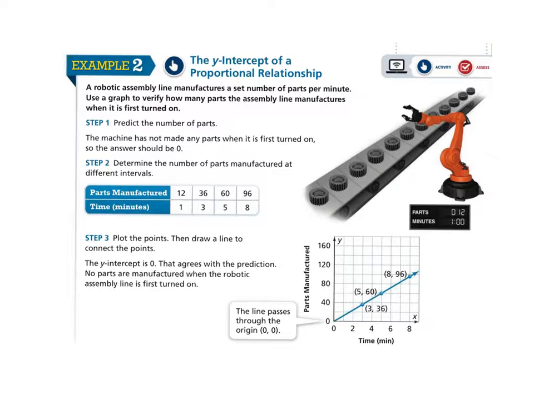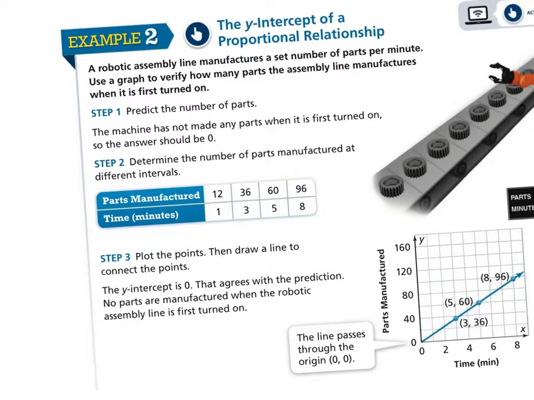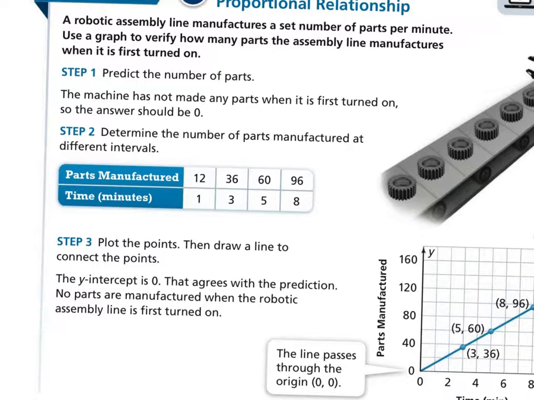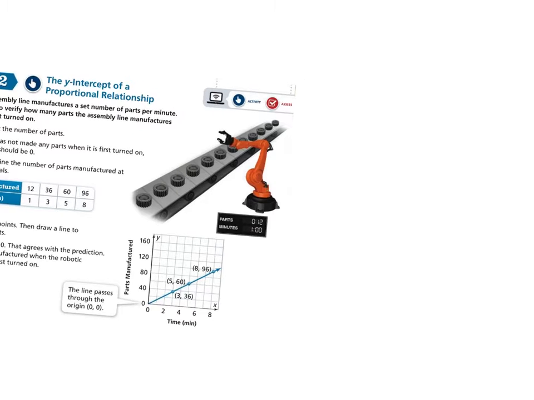Example 2. A robotic assembly line manufactures a set number of parts per minute. Use a graph to verify how many parts the assembly line manufactures when it is first turned on. So step 1, it says predict. It hasn't made any parts when it's first turned on, so the answer should be 0. So we're determining at different points here.